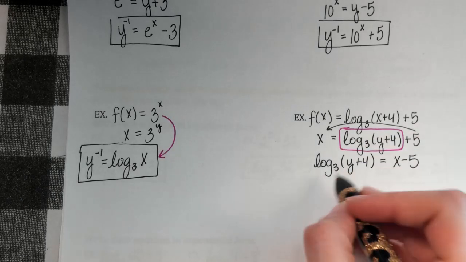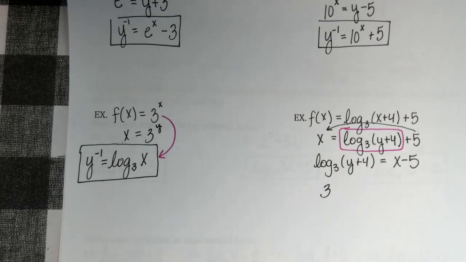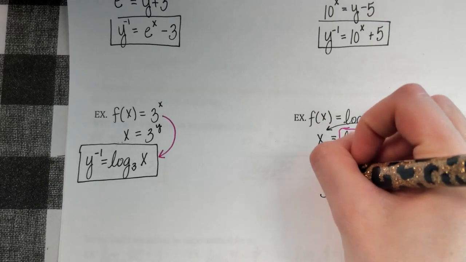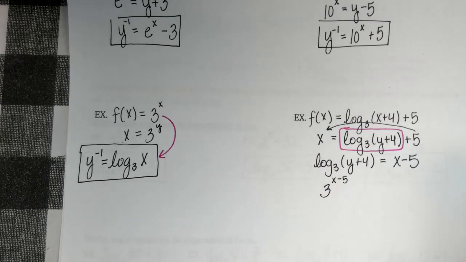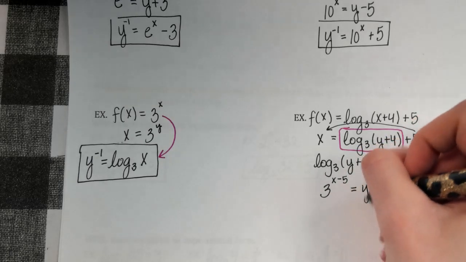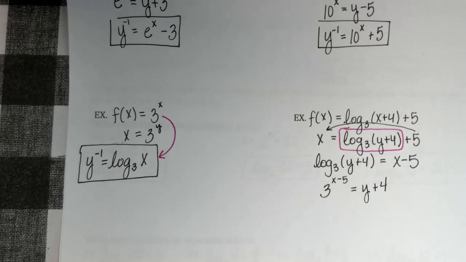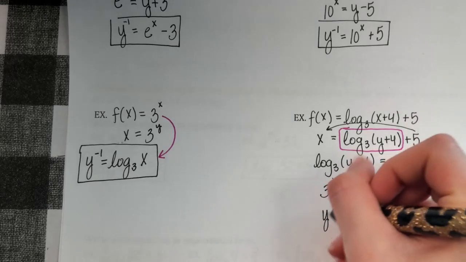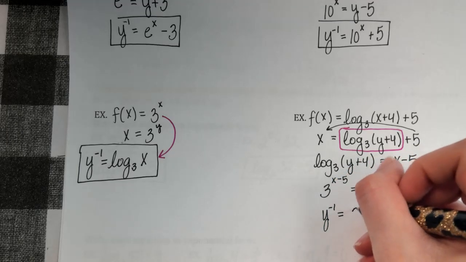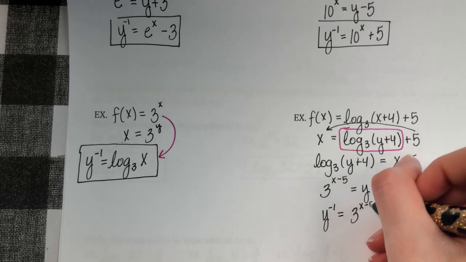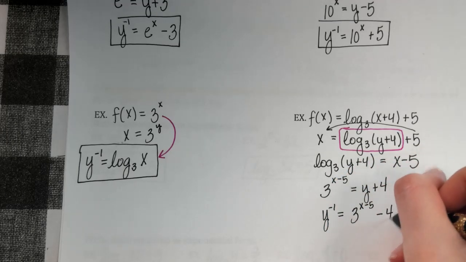So then my base is 3, like y'all were saying, but now what's my exponent? x minus 5. That is my full exponent. And that is equal to y plus 4. So then, the inverse of y is equal to 3 to the x minus 5 power, minus 4.